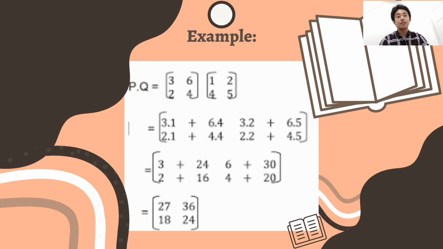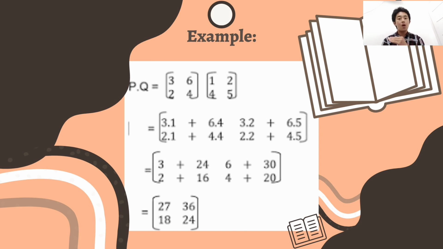P matrix is equal to [3, 6; 2, 4]. Q matrix is [1, 2; 4, 5]. What we're going to do, we're not going to multiply rows with rows, columns with columns. No, we're not going to do that. What we're going to do is multiply rows with columns. So that's the twist. It is a bit different. So we're just going to get into it.